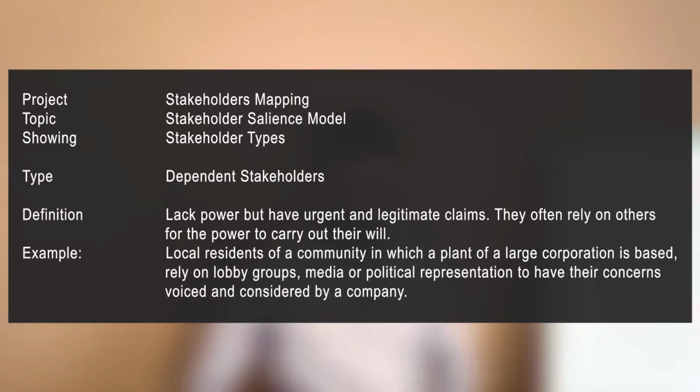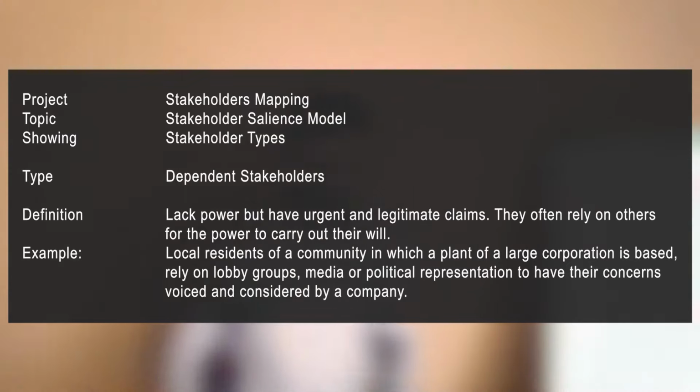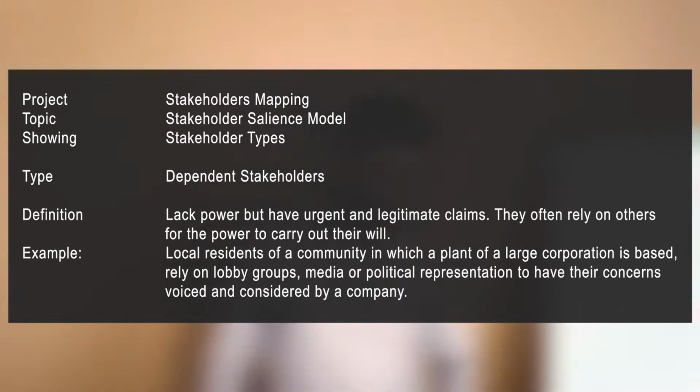codes. The dependent stakeholders lack power but have urgent and legitimate claims. They often rely on others for the power to carry out their will. For example, local residents of a community in which a plant of a large corporation is based rely on lobby groups, media, and political representation to have their concerns voiced and considered by a company.